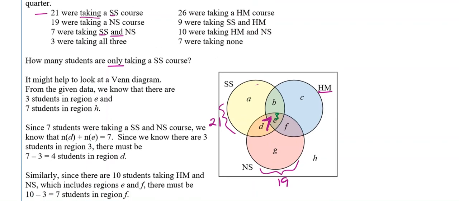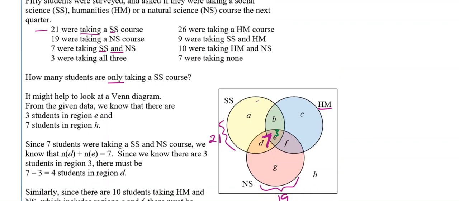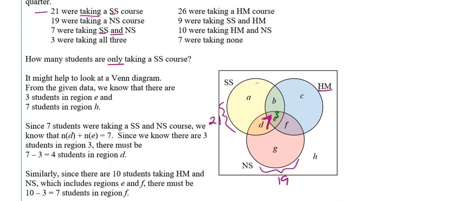Okay, 26 are taking a humanities course. So that'll be like the others, on the outside. So 26. And 9 are taking social sciences and humanities. So that will be both of these, that's the "and" of those two. Okay, so that'd be 9, overlapping on both of those.